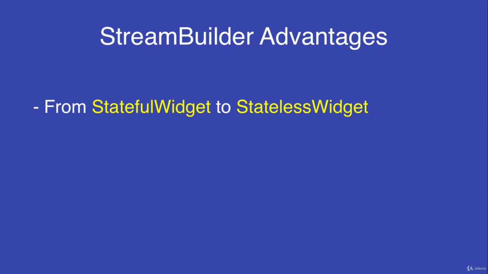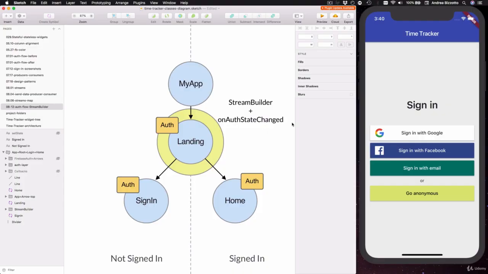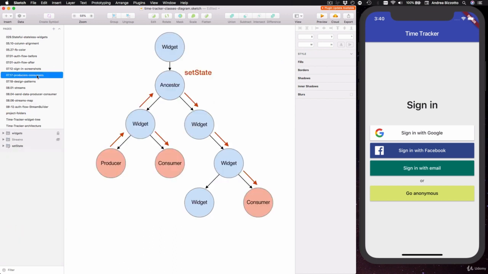In addition to that, another advantage of using streams and StreamBuilder is that we no longer need to communicate state changes directly between widgets. And to see why that is desirable, I want to come back to a diagram that we have seen before. So here we have a producer and two consumers, and earlier on we had seen one way to update our consumers when one change takes place in the producer. And that was by lifting up the state all the way to the common ancestor and calling setState at that level to rebuild the entire widget tree for that ancestor.